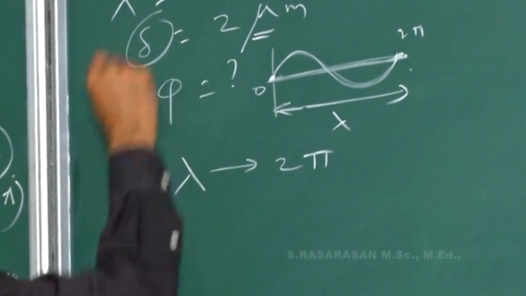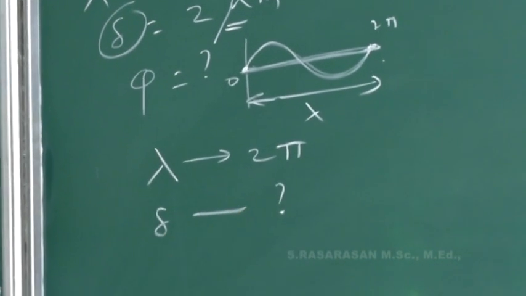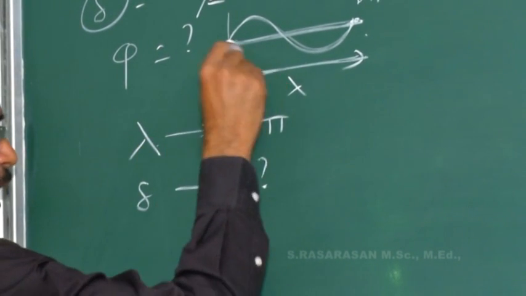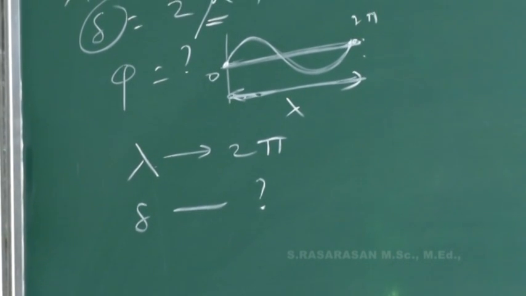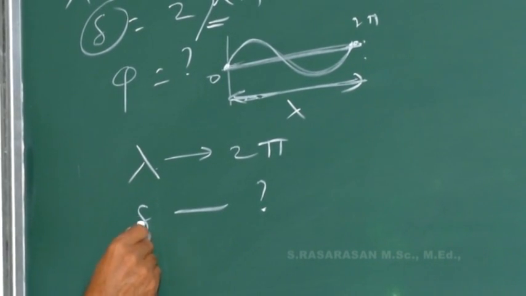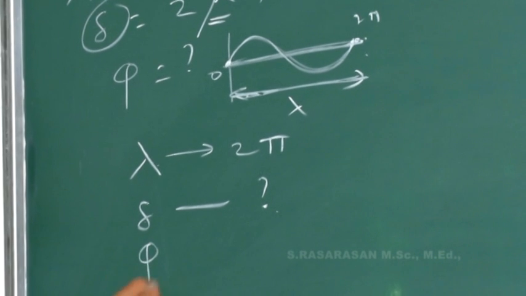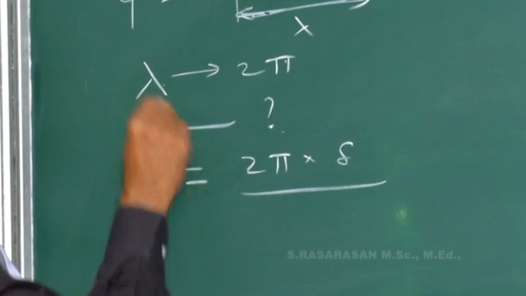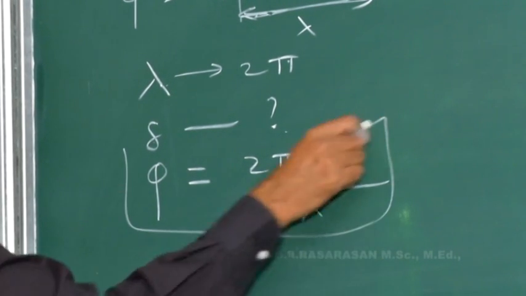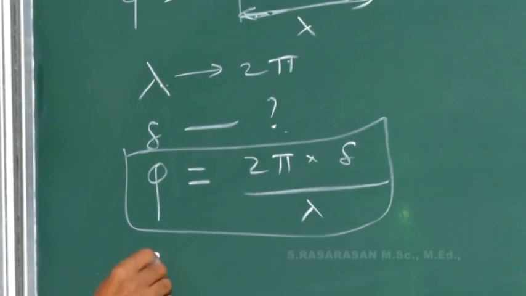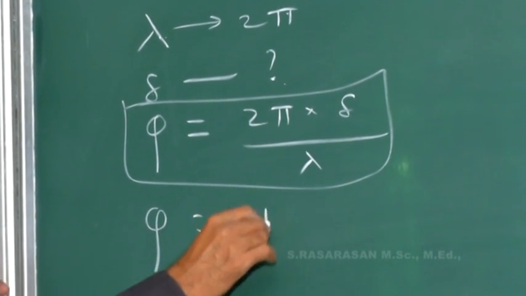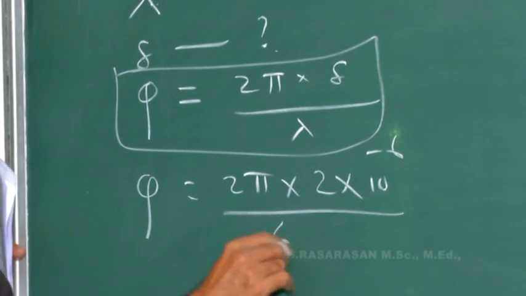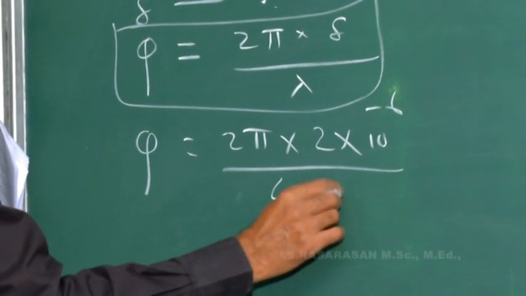For a path difference of delta, what is the phase difference? Repeat. For a path difference of lambda, the phase difference is 2 pi. For a path difference of delta, what will be the phase difference? That is phi is equal to 2 pi into delta by lambda. So this is a relationship between the path difference and phase difference. உனக்கு phase difference கேட்டிருக்காங்க. 2 pi delta எவ்வளோ கொடுத்தாங்க? 2 மைக்ரோ and lambda எவ்வளோ கொடுத்தாங்க? 4000 10 power minus 10.